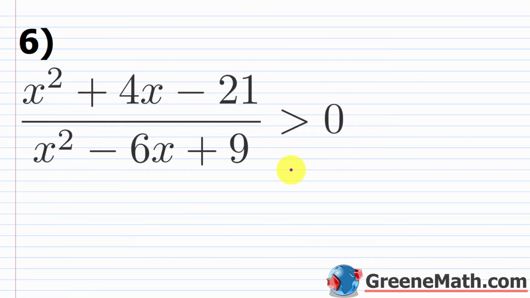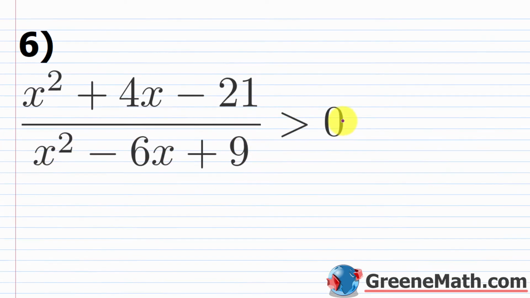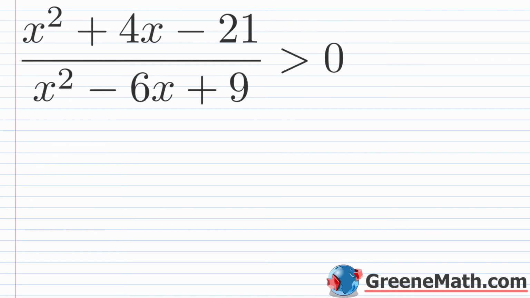All right, let's take a look at problem number 6 now. So we have x squared plus 4x minus 21 over x squared minus 6x plus 9, and this is greater than 0. Okay, what I would do here, since I already have a single rational expression on the left, I have my inequality symbol, which is a greater than, and then I have 0 on the right. I would factor everything here.